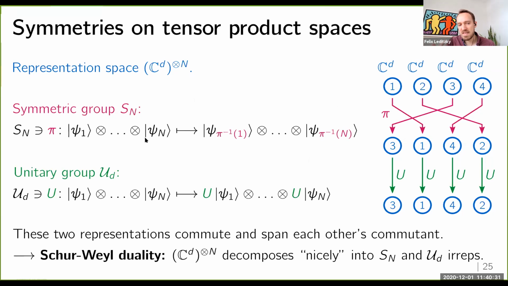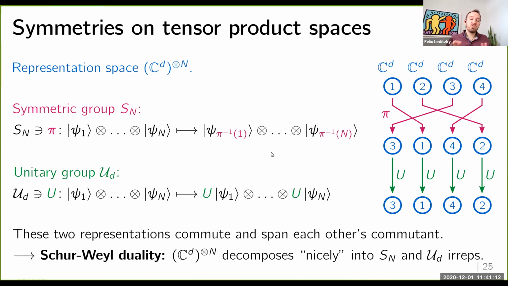The second symmetry, the action by the unitary group, is just given by acting with the same unitary on each tensor factor. Again, you can define this on product states and then extend linearly. And now the crucial thing to realize is that the two actions commute, which I hope is clear from the way I drew this picture. So it doesn't matter whether you first permute the systems and then act with the same unitary in all the systems, or you first act with all the unitaries and then you permute, right? This is because you act with the same unitary on each system, basically, okay? So these two representations commute.